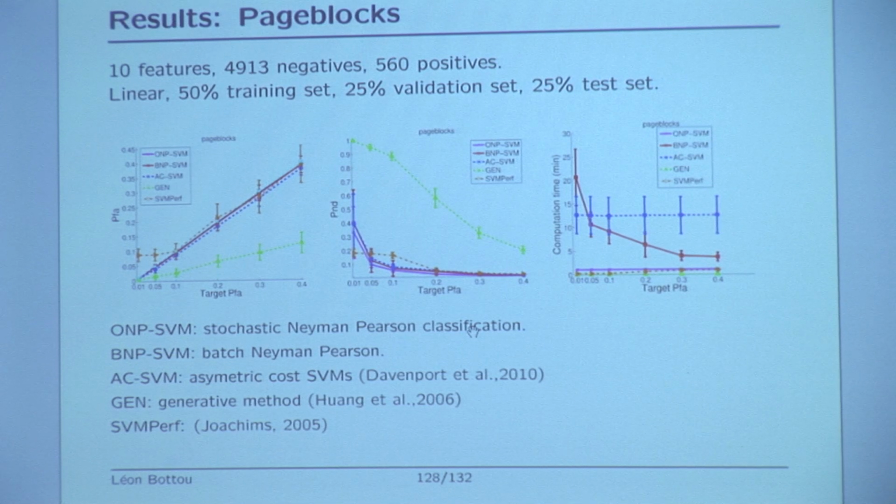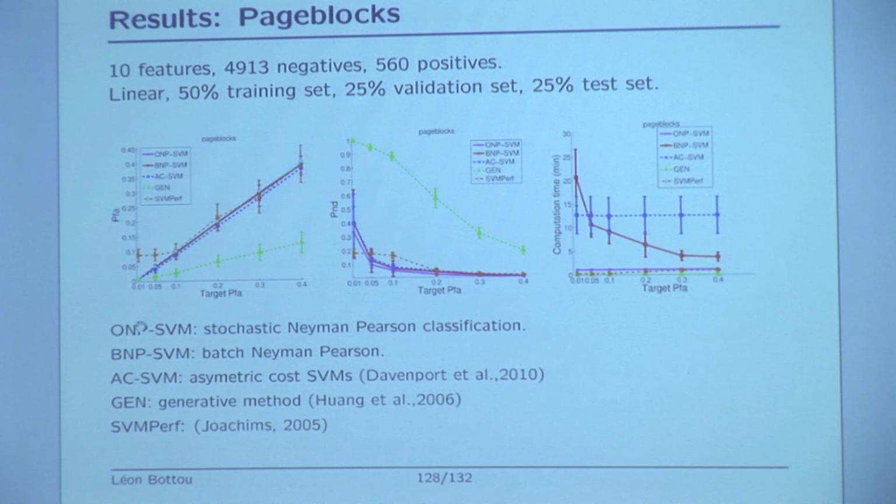No. No way. So we use 50% training set, 25% validation set because you have to adjust the various regularization coefficient, 25% test set. So let's look first. That's the target probability of false alarm, and that's the actual false alarm. And we compare a bunch of algorithms.